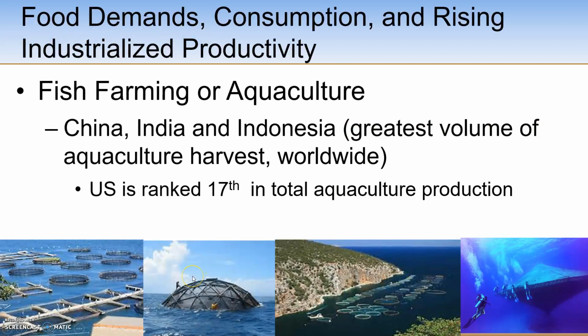I mentioned earlier that fish farming and aquaculture is an approach to increasing our worldwide availability of seafood. China, India, and Indonesia have the greatest volume of aquaculture harvests worldwide, and the United States is ranked 17th in total aquaculture production. A fishery is a concentration of a particular aquatic species suitable for commercial harvesting in a given ocean area or inland body of water.